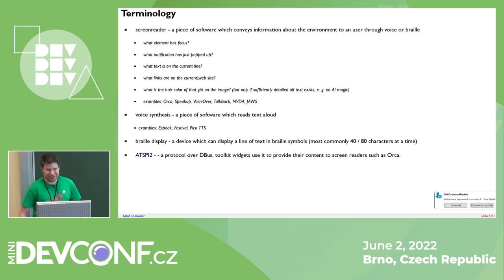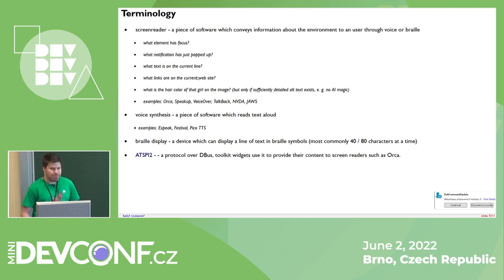Of course, there's no magic, so it can't describe, for example, a random image because we don't have enough AI capabilities as of now, of course. But it's a very important piece of software for a visually impaired. Then we have the speech synthesis, which is the voice, which you maybe heard or you definitely will hear in a few moments. And it basically only says what some other part of the accessibility stack tells it. So it's not much intelligent, but it's a very important piece of the story as well.